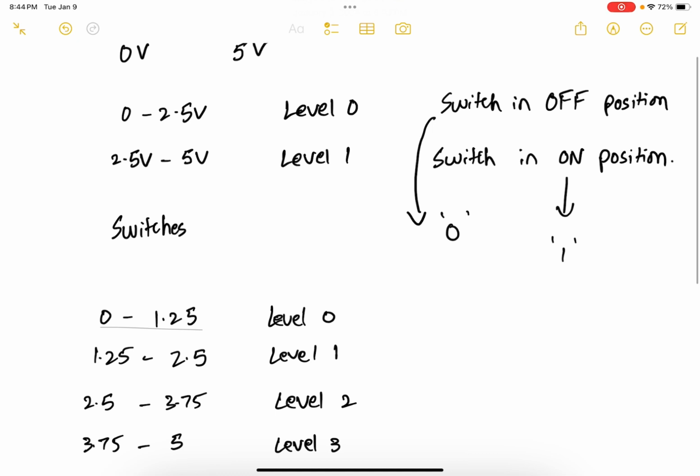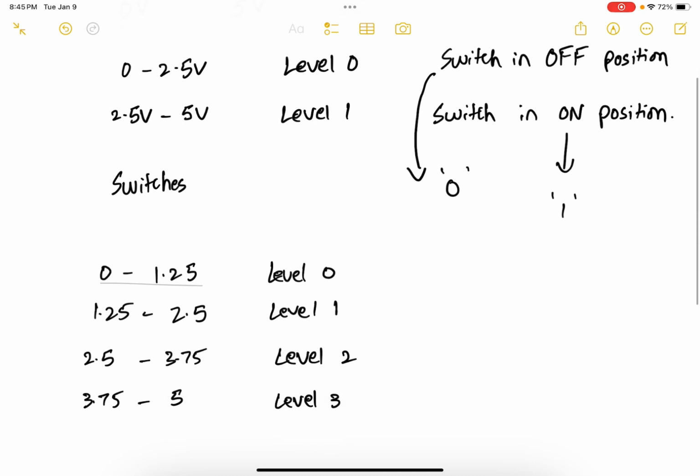Now, with one switch, you can represent only 2 levels. If you want to represent more number of levels, you need more switches. So in this case, I'm going to use 2 switches, switch 0 and switch 1. So level 0 indicates that both my switches are off. Level 1 indicates that switch 0 is off but switch 1 is on. Level 2 is switch 0 is on but switch 1 is off. And level 3 is both my switches are on.